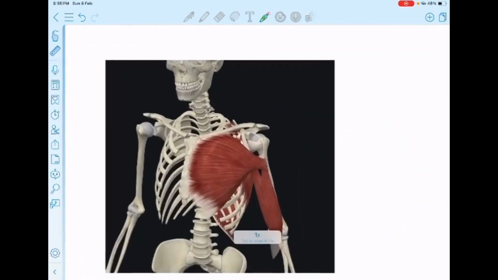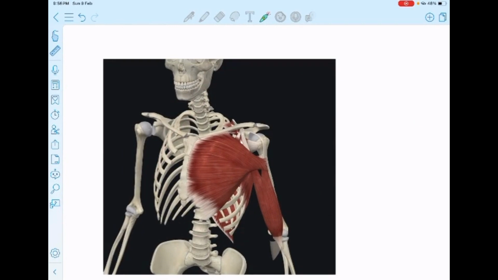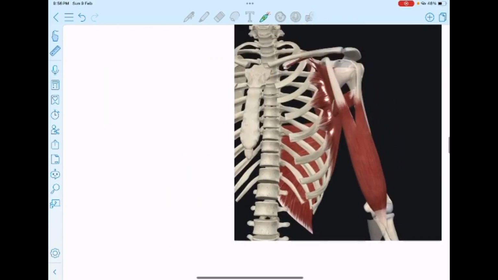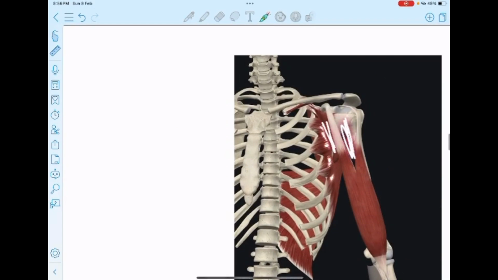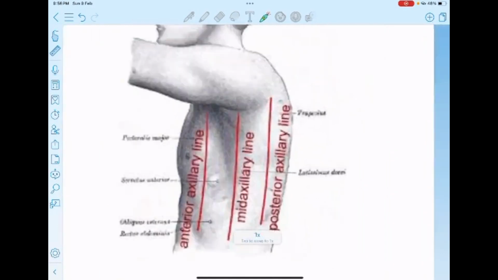As you can see here, this is the complete view of the axillary space or axilla. And it's so simple, as you can see: removing the pectoralis major, we can see it here, it's this space.